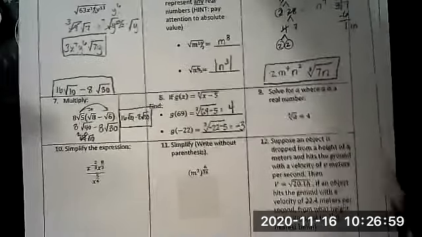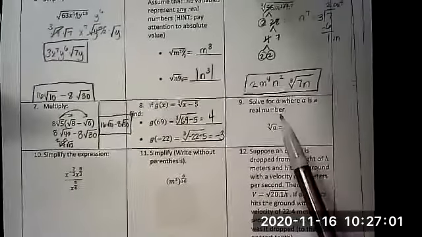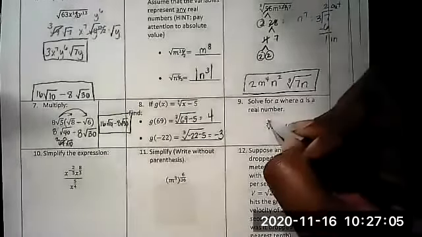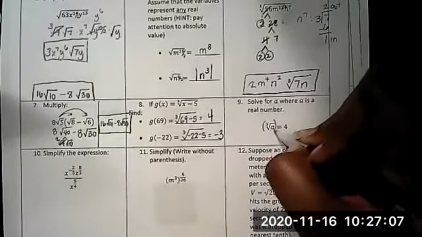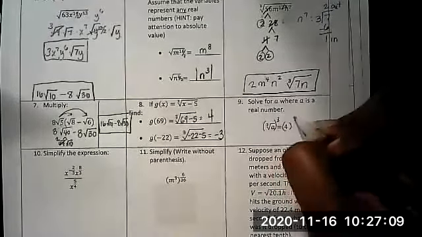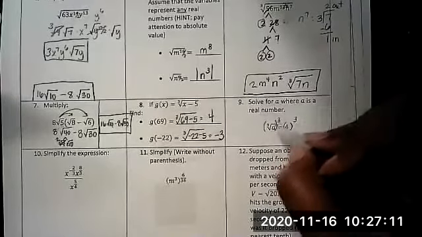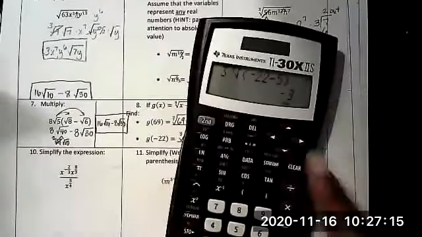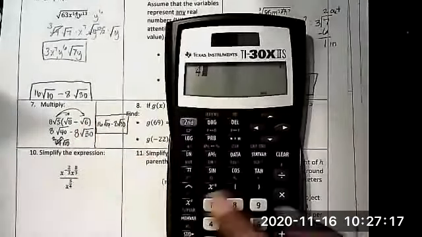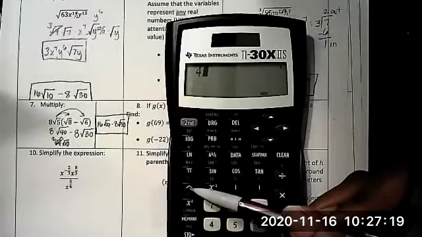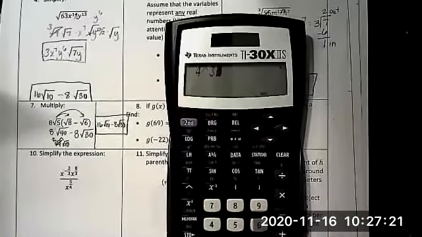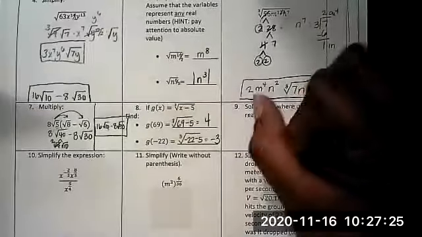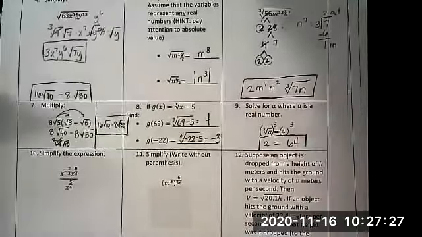All right. So now for this one, solve where a is a real number, and this is a cube root. For this one, all you're going to do to get a by itself is cube it. If it's a cube root and you're trying to get rid of it, then cube it. This becomes a equals 4 raised to the 3rd power. So how do you do that? 4, and then this little caret button is raised to the third power, and push enter, you get 64. So your answer there is a equals 64.